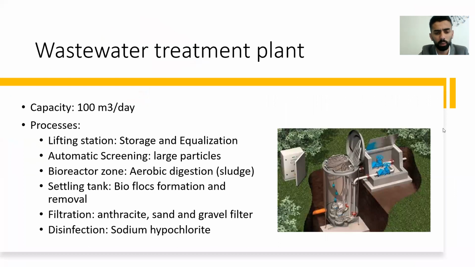For our case study, the wastewater treatment plant is designed to treat 100 cubic meters per day, and we have 6 different processes to treat the wastewater, which are first, the lifting station where the water is stored, second, automatic screening where the large particles are removed, third, the bioreactor zone where the main treatment takes place, and after that, the water will go through the settling phase. Then the water is filtered when it goes through different layers of sand medium. And then finally, the final process is the disinfection with sodium hypochlorite.